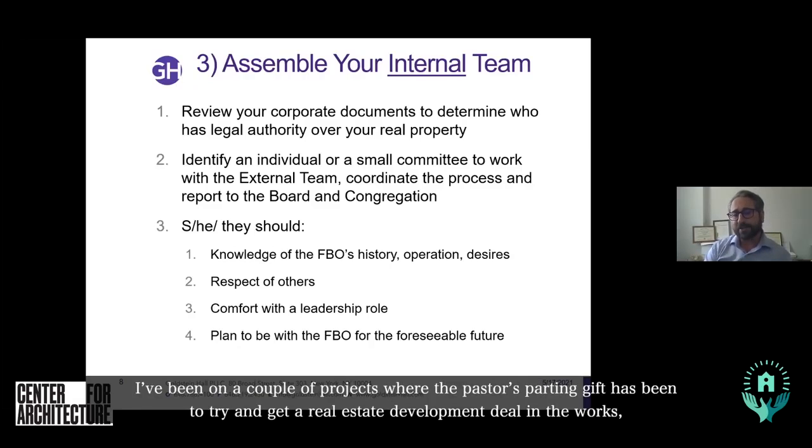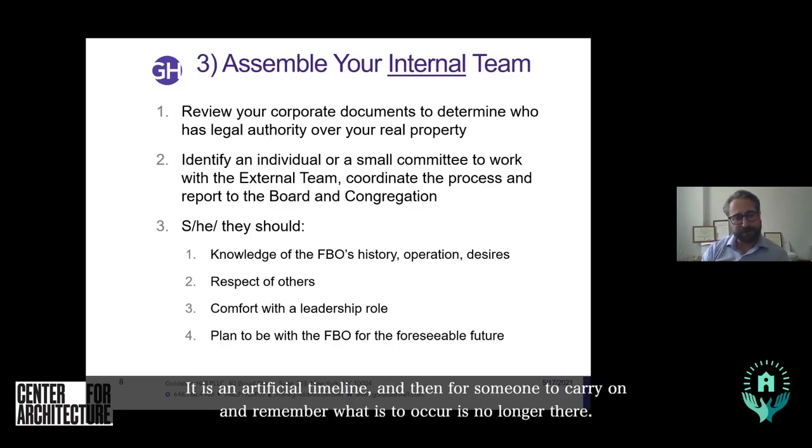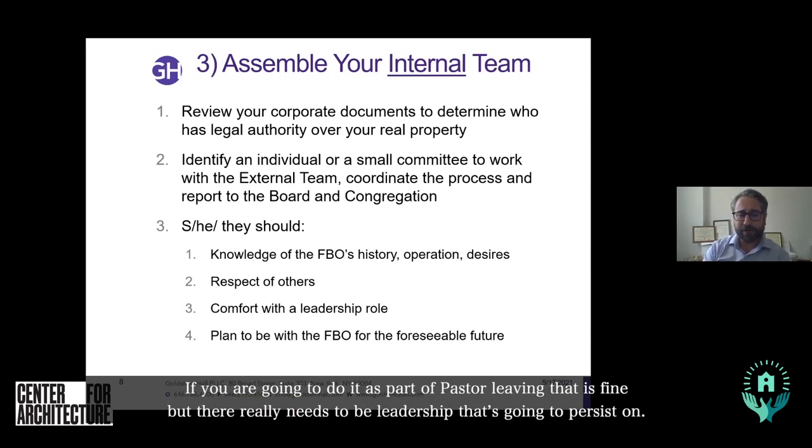I've been in a couple projects where the pastor's parting gift has been to try to get a real estate development deal in the works, and that, forgive me, is not usually a recipe for success. It's an artificial timeline, and then someone to carry on or remember what is to occur is no longer there. So if you're going to do it as part of a pastor leaving, that's fine, but there really needs to be leadership that's going to persist on, that's going to take a leadership role.